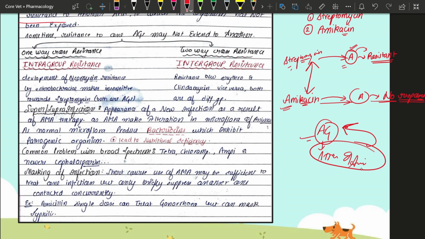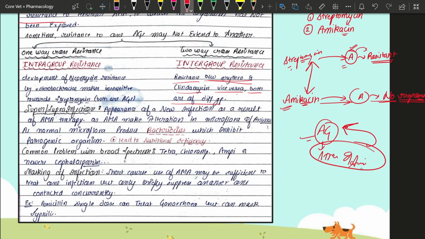Likewise, resistance between erythromycin, which belongs to the class macrolide, while clindamycin belongs to the class lincosamide, right? If the resistance is developed between erythromycin and clindamycin, vice versa, both are of different groups. So what does it mean? It means the resistance that has been developed is the intergroup resistance.